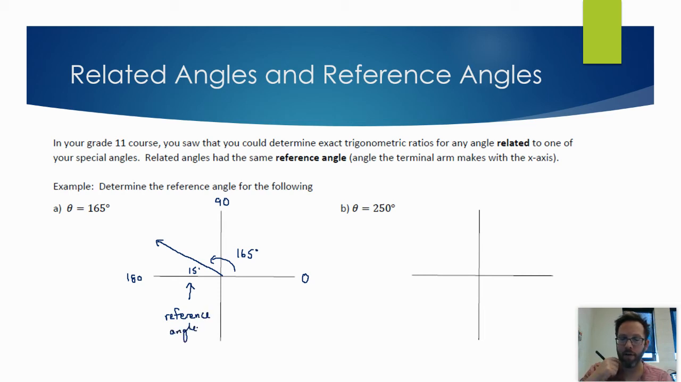And what you saw in grade 11 is that the trig ratios for these reference angles are the same as the trig ratios for the original, just the signs are determined by the CAST rule. For example, if you do cosine 15, and I'm going to make sure I'm in degree mode here, if I do cosine 15, negative 0.9659, and so on. If I do the cosine of 165, you will notice it's the exact same number, but negative. Negative because we're in the sine quadrant where cosine is negative.